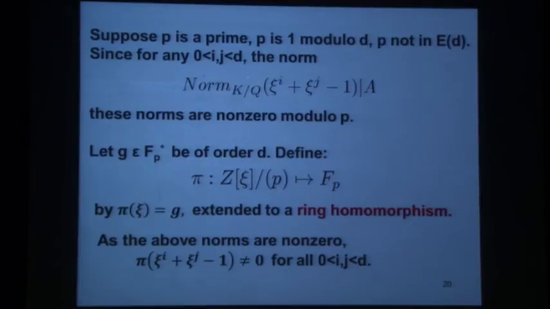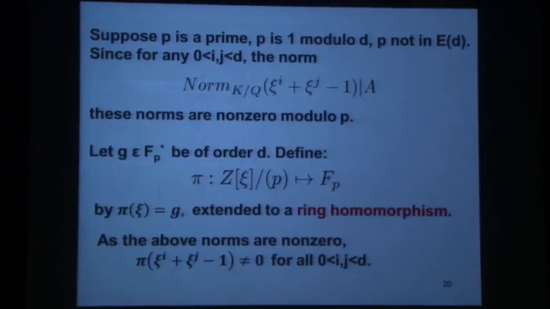And why is this the case? You see, for every i and j, the norm of xi to the i plus xi to the j minus 1 divides A, because just the product of these with all its conjugates are some of the elements that appear there. Okay? And all these norms, which are all integers, are non-zero modulo p, because p does not divide this thing. Okay?